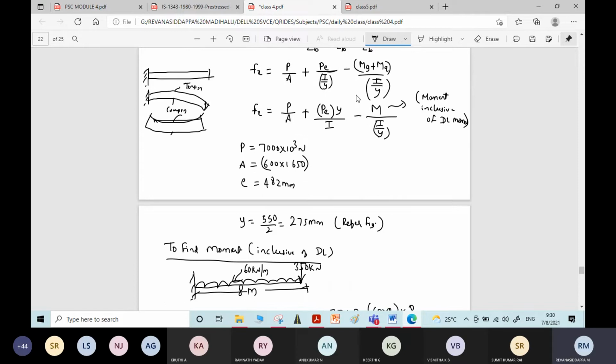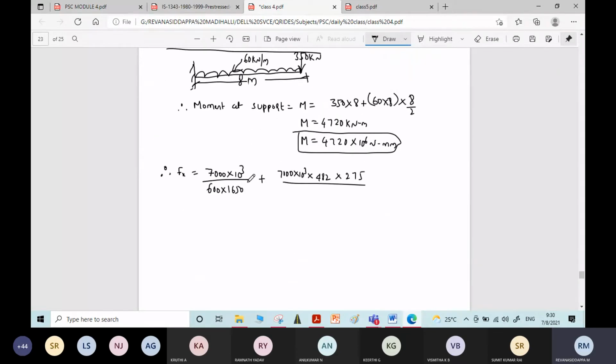Divided by moment of inertia. Moment of inertia we did not find. No, you find it. Moment of inertia I is equal to b d cube by 12, 600 into 1650 cube divided by 12. What is the value of moment of inertia? Tell me. 224.6 into 10 power 9 mm to the power 4.